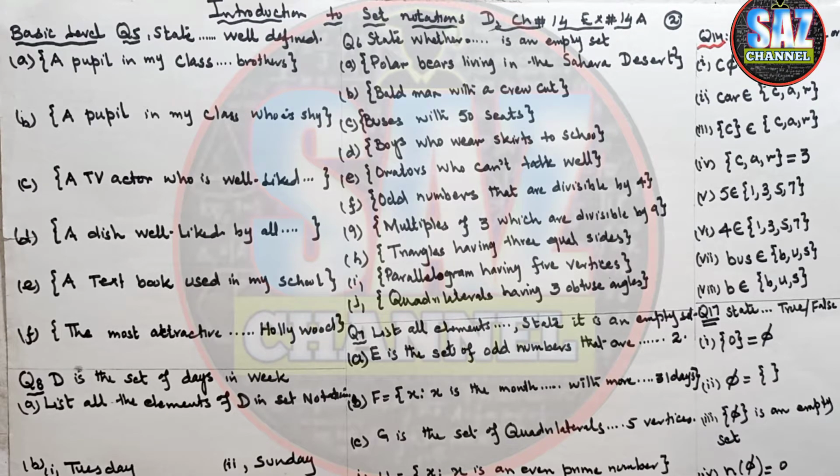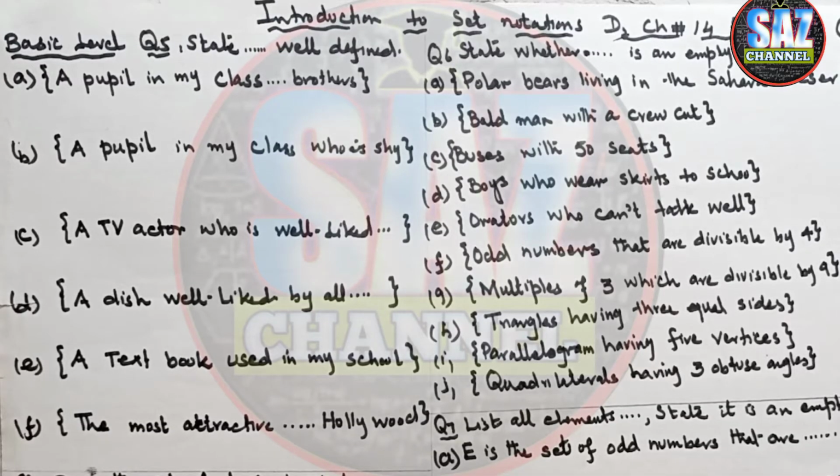Okay, let's move to question number 5, a basic level question from the book. Question 5 says: state whether each of the following collections is a well defined set or not. Give the reason for each answer. The first part is people in my class who have two brothers. So this will be a well defined set.